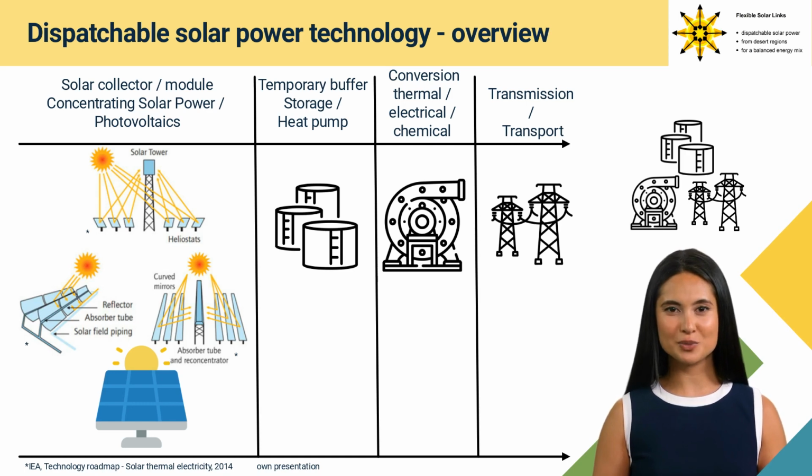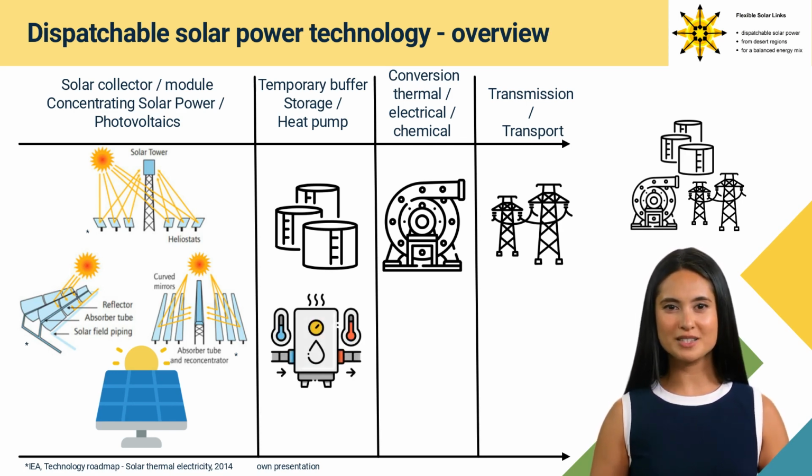The concept of dispatchable solar power using only photovoltaics is still in a lower technology readiness level at the time of publishing this video and therefore only shown conceptually. A solution of storing electricity provided by photovoltaics could be using high-temperature heat pumps. This could allow subsequently the same thermal process as previously mentioned with concentrating solar power.